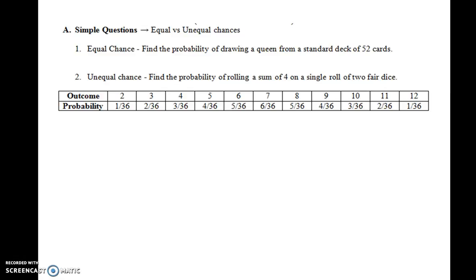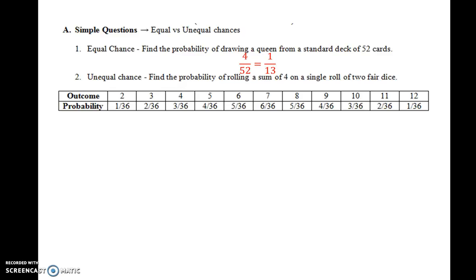Let's say that you have a standard deck of cards. You want to draw a queen. We've probably done this exact question in class already. There are 4 queens, 52 total cards. So your answer here will be 4 out of 52, which reduces to 1 out of 13. That's something where all cards have an equal opportunity or an equal chance of occurring.